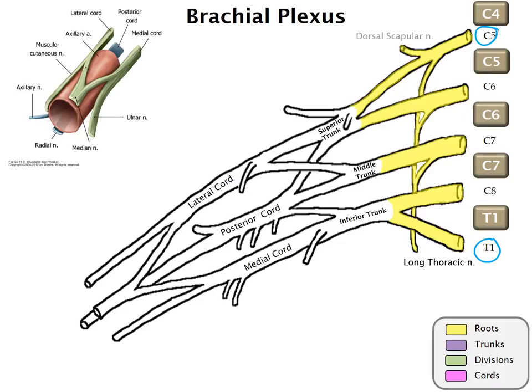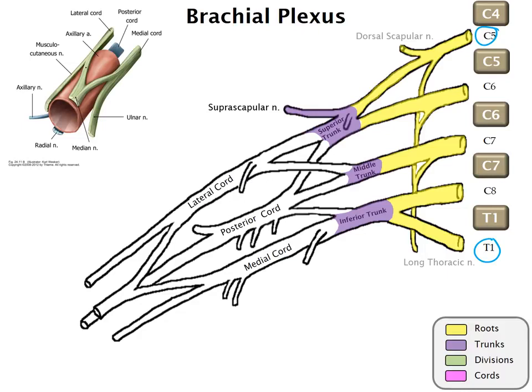After the roots come the trunks, shown here in purple. There is the superior trunk, the middle trunk, and the inferior trunk. The superior trunk is formed by the union of the C5 and C6 roots. The middle trunk is a continuation of C7, and the inferior trunk is formed by the C8 and T1 roots. A major branch coming from the superior trunk is the suprascapular nerve. And as you might recall, this nerve is responsible for innervating both the supraspinatus and infraspinatus muscles.